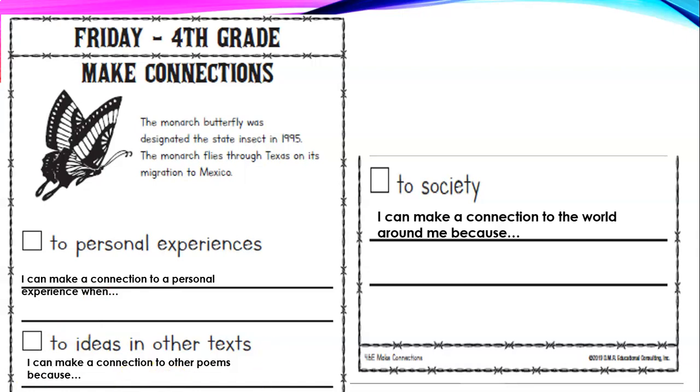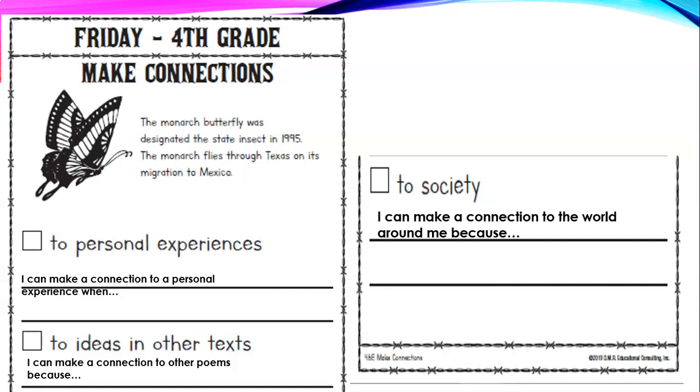Ideas in other texts. So right now we're reading Love That Dog. We're also reading poetry. Love That Dog is written in a poetry form and also a journal form. So how can you make a connection from other texts that you've read, like Thank You, Mr. Falker, The Circulatory Story, to Love That Dog, or the poems that we've read, The Red Wheelbarrow, Stopping by the Woods, and we've also read The Tiger. How can you make a connection between all of them?